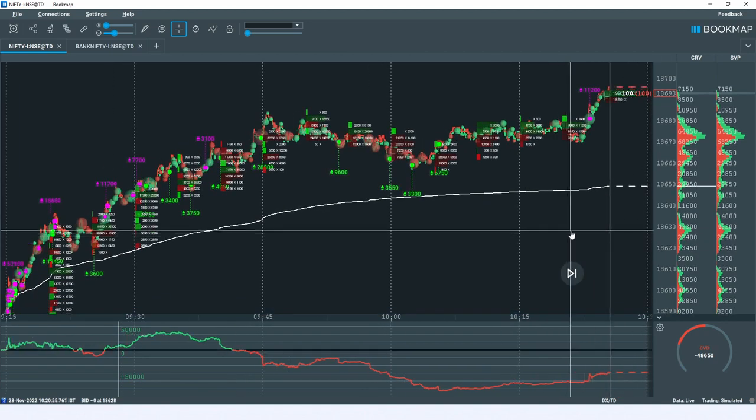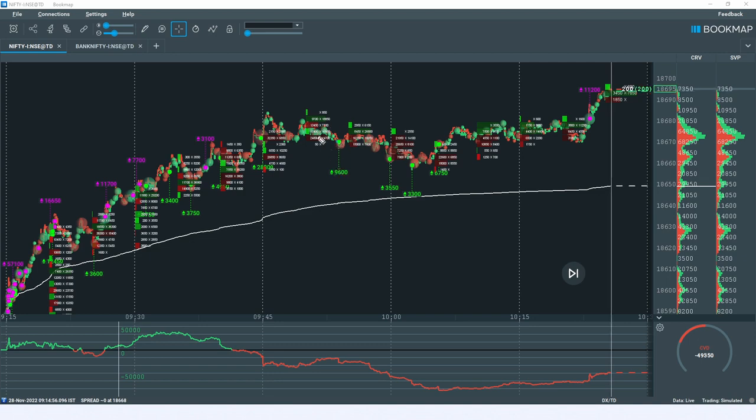Once it is clear for you, the basic question is how we can use this information to take a decision. So I'm going to explain the combo of the absorption indicator and the footprint chart indicator. Okay, just a moment.